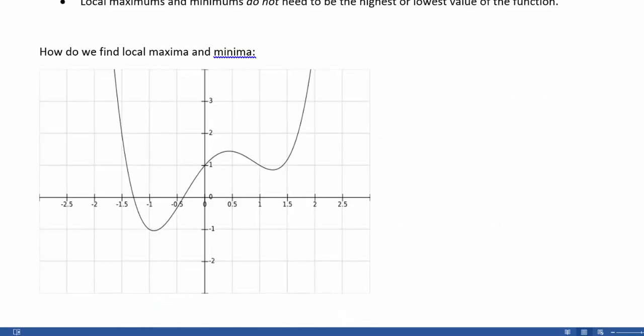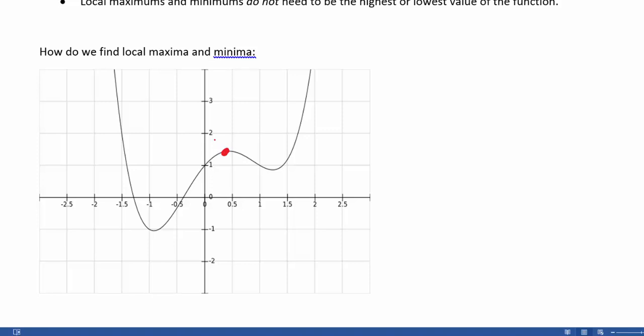Consider the graph of f of x seen here. When we talk about a local maximum, we're talking about a point like this one right here that happens a little bit before 0.5, so maybe 0.4. You can see that it looks like it has a hill shape. It's the highest point in that small area.